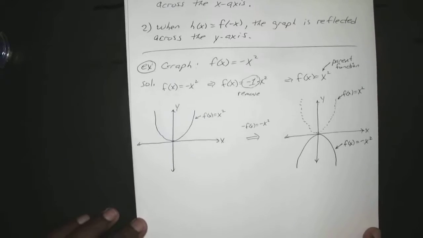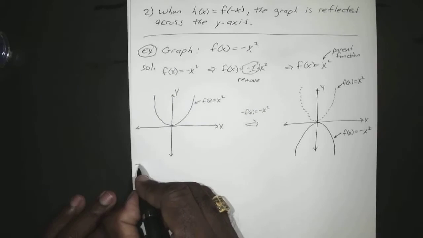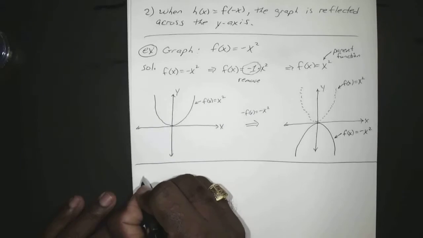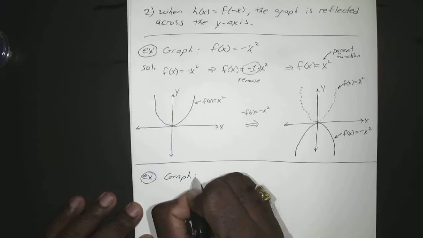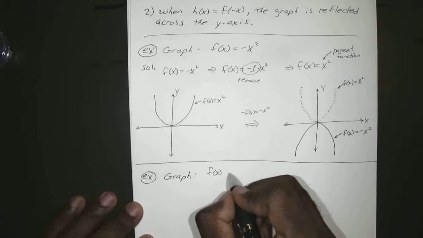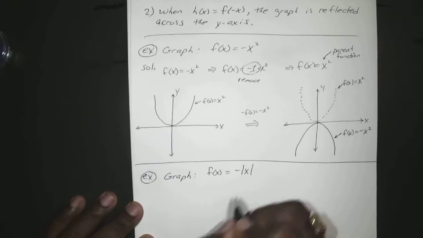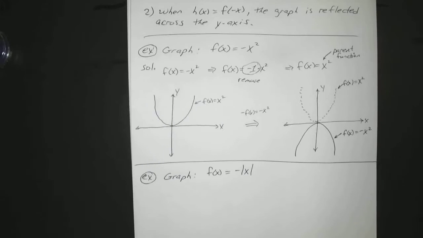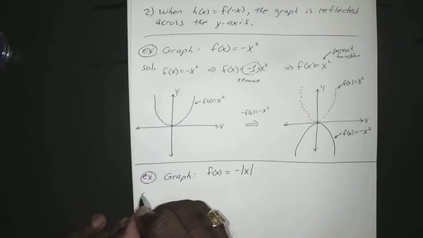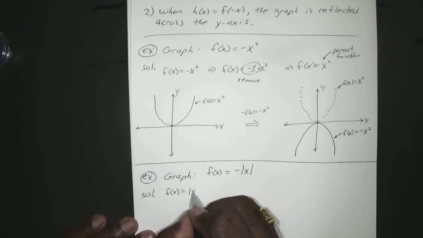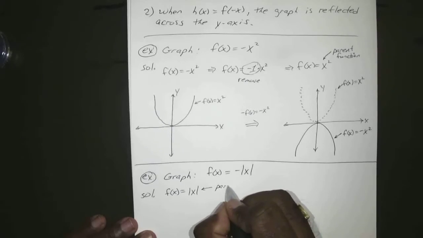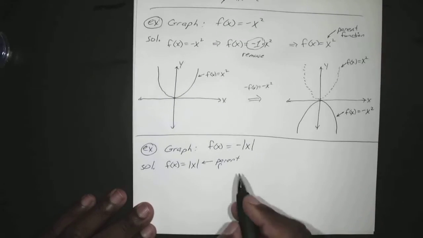All right, so let's do one more quick example right up underneath this. So if we wanted to graph f of x equals negative absolute value of x. Okay, so you already know you're going to remove the negative 1 because you want the parent function. Absolute value of x is your parent function.